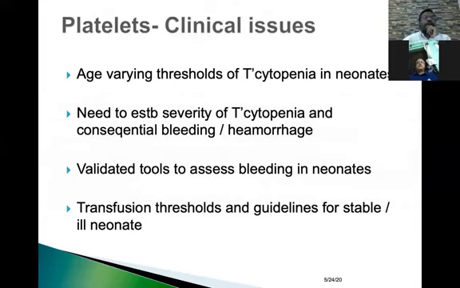But the clinical issues are age-varying thresholds of thrombocytopenia in neonates, and we need to establish the severity of thrombocytopenia and the relevance or consequence of that in relation to bleeding and hemorrhage. We should have validated tools to assess bleeding in neonates, and there must be transfusion thresholds and guidelines for stable and ill neonates.